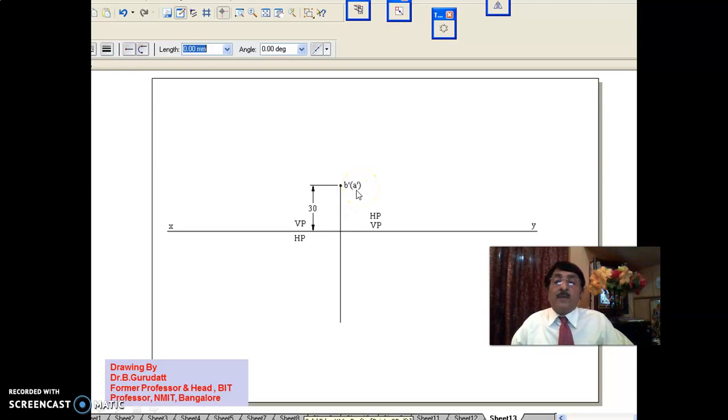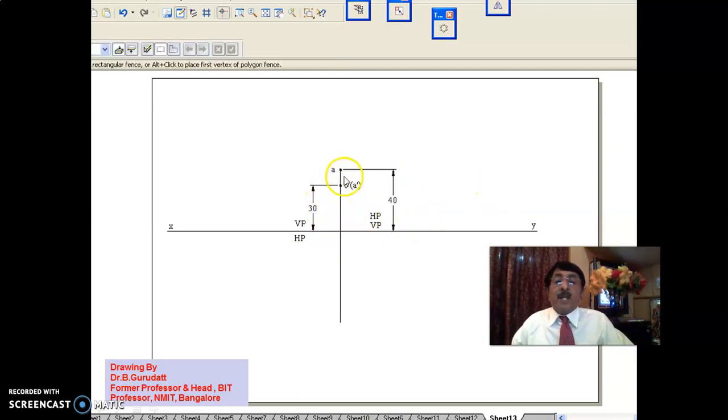Because you know very well, only if the points are one behind the other, the distance above HP will be the same. Once you get the point 30 mm above the XY line, B dash A dash, this is on VP, no? This is VP, this is VP. Above the XY line we have VP for both the first quadrant and the second quadrant. B dash A dash.